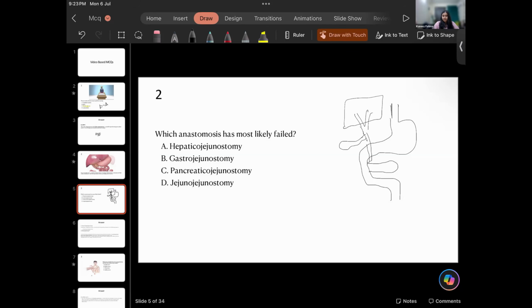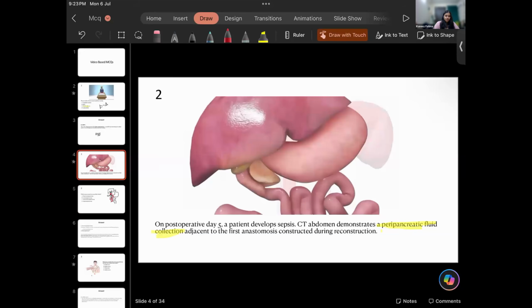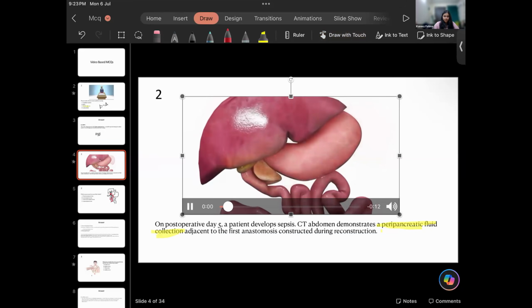So basically, the Whipple's procedure consists of these resections. It consists of a cholecystectomy, a CBD resection, removing the head of the pancreas, a pylorectomy, wherein the pylorus here is removed, and then a jejunum resection. So the remaining parts are then anastomosed. This anastomosis was shown in this video, which I shall be playing again.